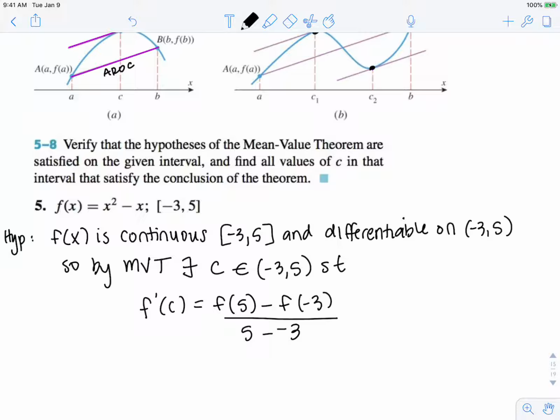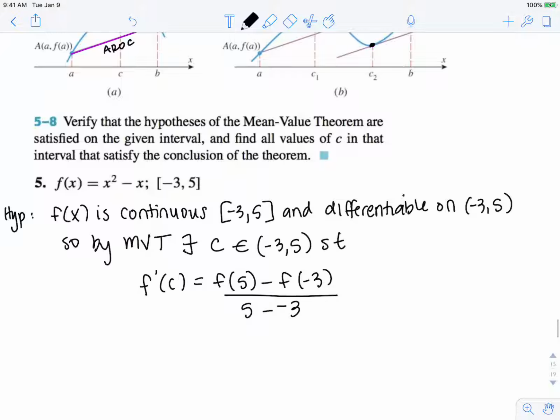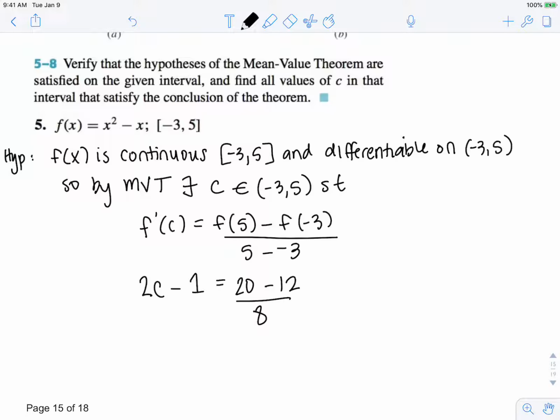So now that we have verified the hypotheses and set up the formula for the theorem, let's go ahead and calculate to see what those c values could be. So f prime of c is the derivative for c. So that's 2c minus 1 equals (20 minus 12) over 8. So that makes 2c minus 1 equals 1. So now we can solve for c. 2c equals 2. c must equal 1. And c is an element of that open interval from -3 to 5.